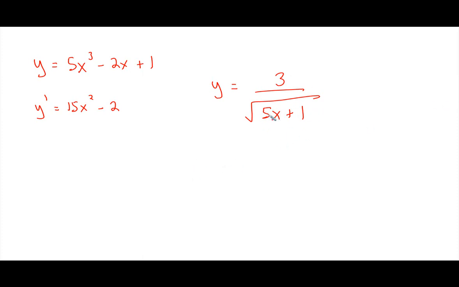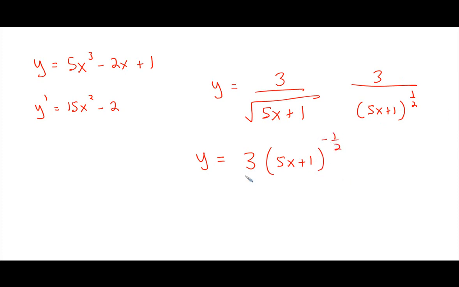First of all, the bottom I can rewrite as 5x plus 1 to the 1/2 power. If I want to bring all of this to the top, this exponent is just going to become negative. So we get y is equal to 3 times 5x plus 1 to the negative half. I have not taken the derivative; I've just rewritten this in a different way so that now I can take the derivative more easily. Written like this, all we need is the chain rule, so we get to avoid the quotient rule.